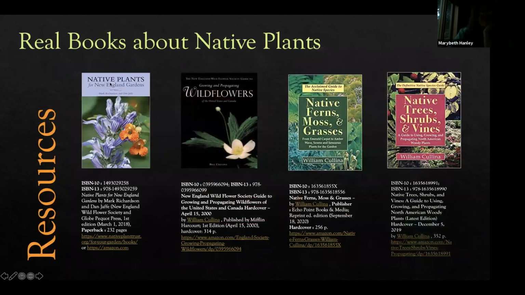I actually like to still read books and use books. And this is the latest book, Native Plants for New England Gardens, that the Native Plant Trust has published. This is the latest one, but I really like Bill Cullina's books. This one that he did, I guess back in 2000, Growing and Propagating Wildflowers. And then he did a couple of books specifically on ferns, mosses, grasses, and shrubs and trees.